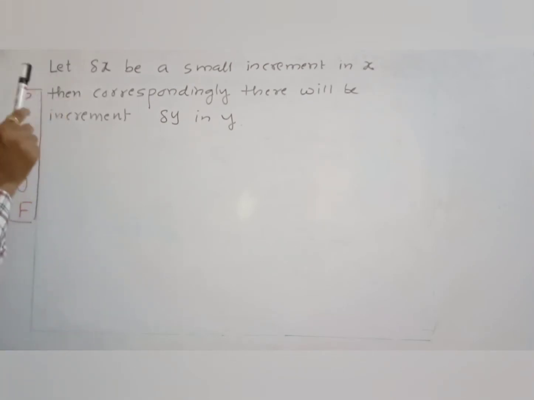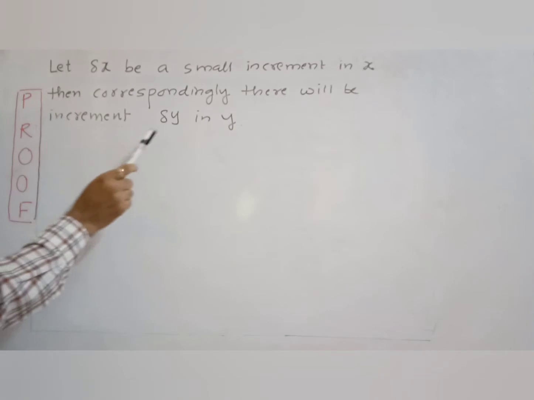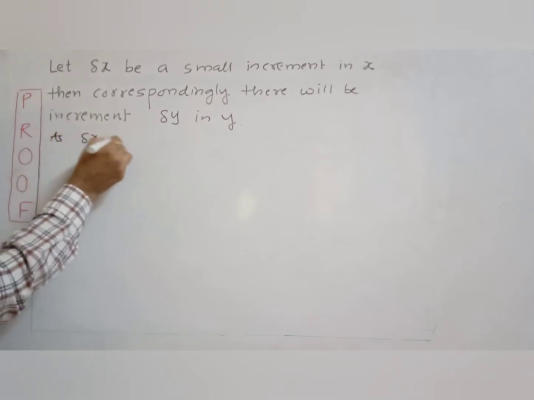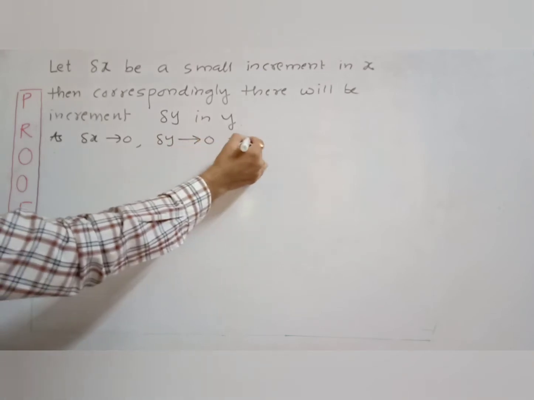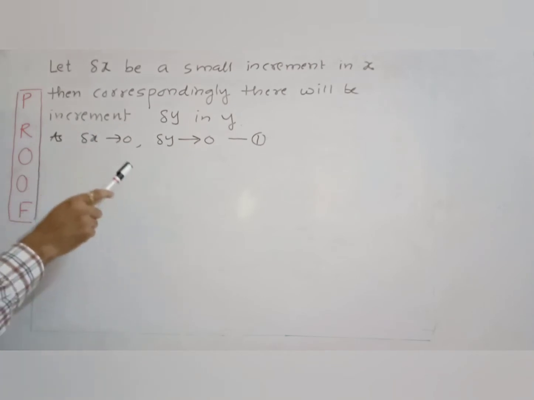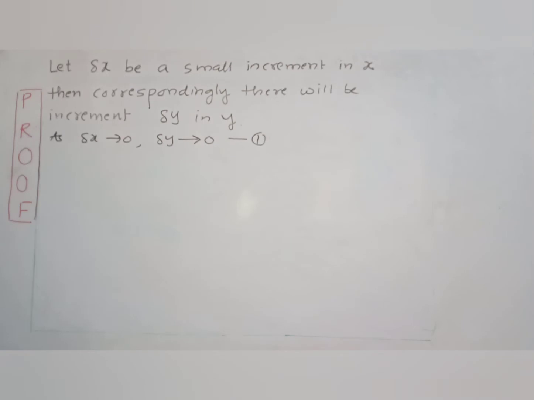We have already stated that y is a differentiable function of x. Therefore, whenever there is a small change delta x in x, there will be some change delta y in y. That's what we have written here. So as delta x tends to 0, delta y will also tend to 0. This is our first equation. We shall use it later. If you take the delta x increment very small, tending to 0, the corresponding increment delta y in y will also tend to 0.